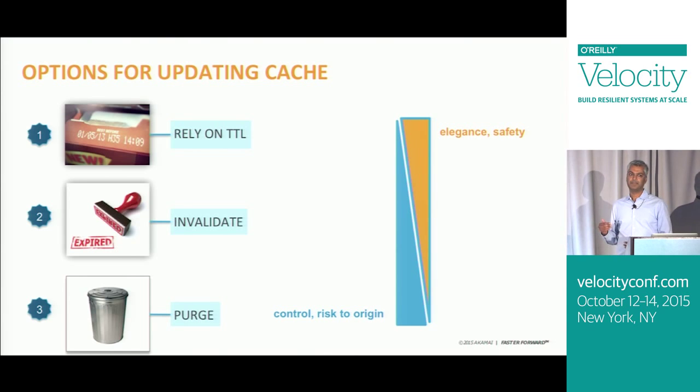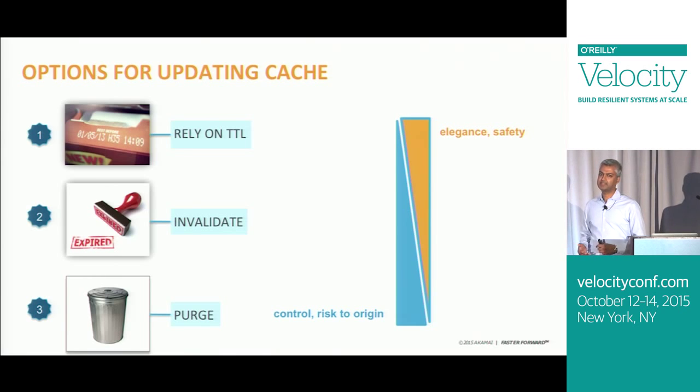The next level down from that is invalidate, where you're telling the cache to proactively go ahead and tag that content as expired. So don't remove it from the cache, right? But mark it as expired, so the next time you need it, you need to revalidate it with the server.